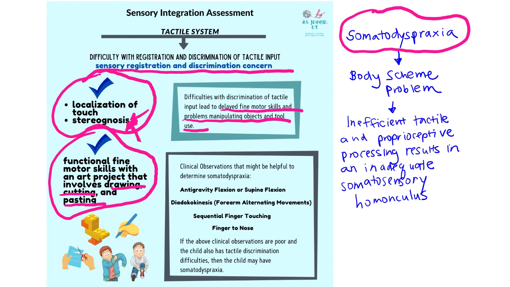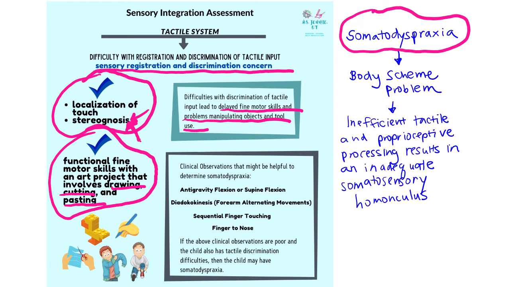So these are the students that have difficulty with their motor planning, right? So they have difficulty learning how to grasp an object. That's why you'll see pencil grasp issues. They have difficulty maybe using scissors and really figuring all that out.